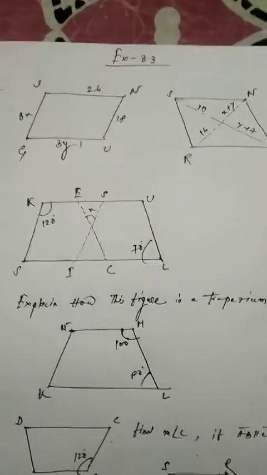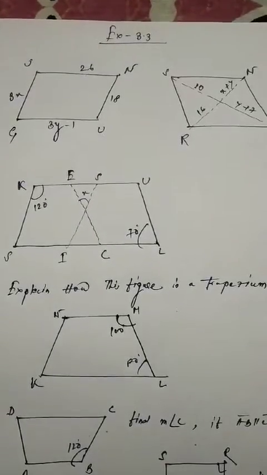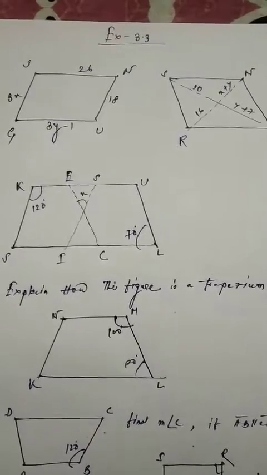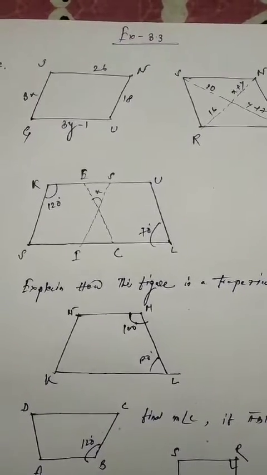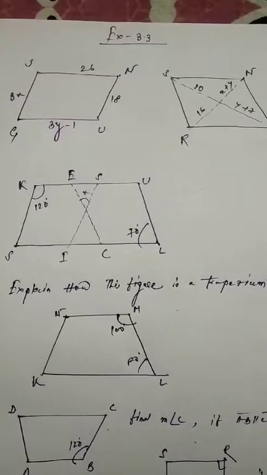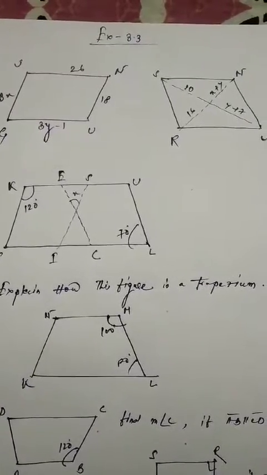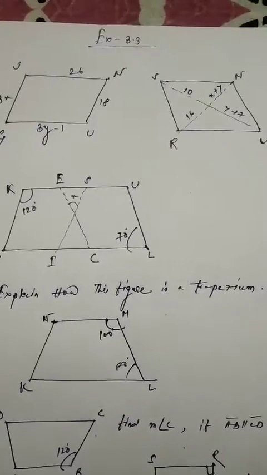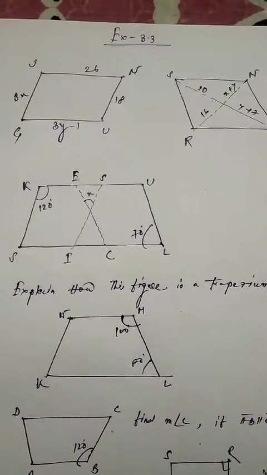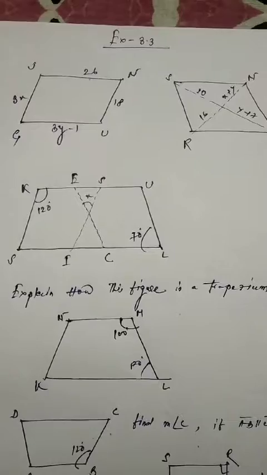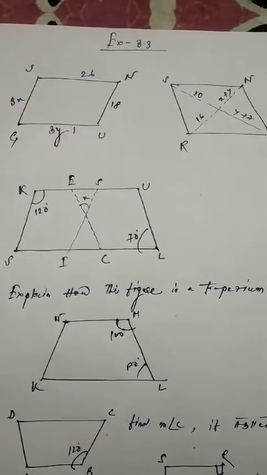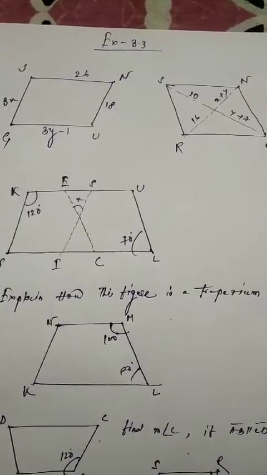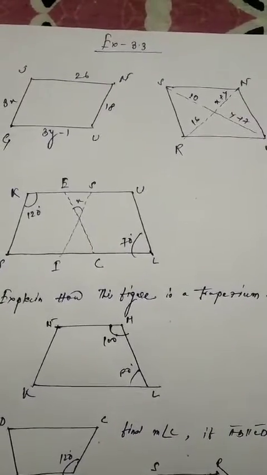Today we are almost at the end of exercise 3.3, and we will be dealing with some figures in which we have to find the measures of unknown sides and angles. In some figures, we have to find the length of the diagonals as well. Mostly the figures are some parallelograms, some are not parallelograms. So some properties will be utilized in order to find the measure of these angles and the measure of the sides.